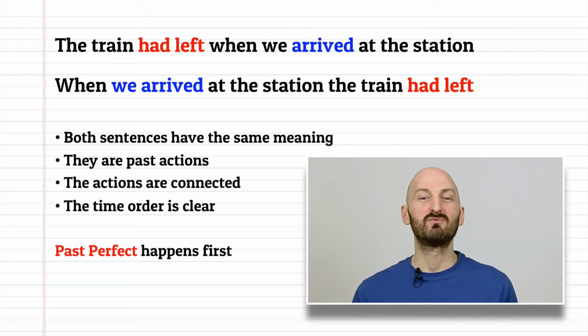Of course, we can write the sentence like this. When we arrived at the station, the train had left. The meaning is exactly the same. Remember, the perfect action always happens before the simple action, regardless of sentence order. So that's past perfect. Let's look at the past perfect continuous.